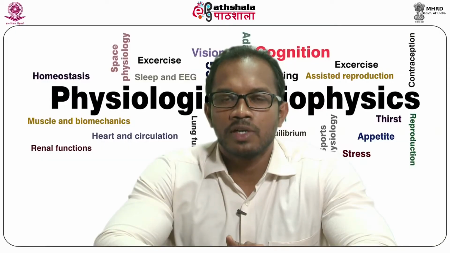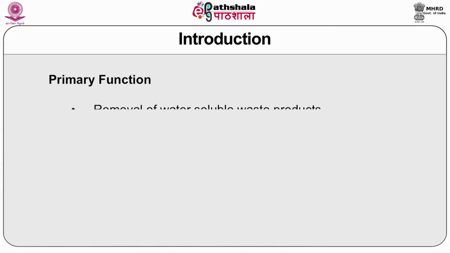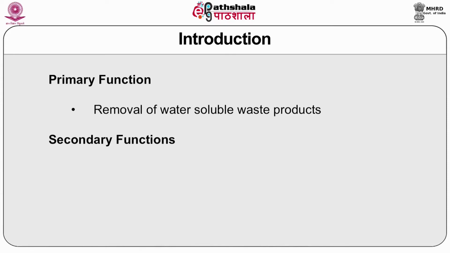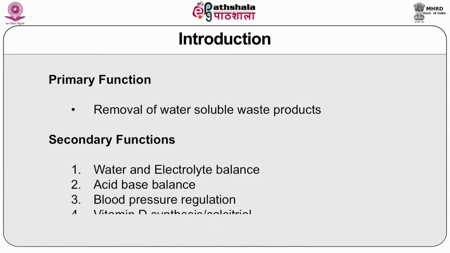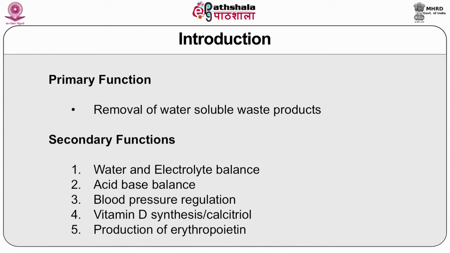First of all, we will discuss the functions of the kidney. The primary function of the kidney is to remove water soluble waste products. Secondary functions are water and electrolyte balance. It also has a very important role in acid base balance and in blood pressure regulation. It also produces vitamin D and erythropoietin.